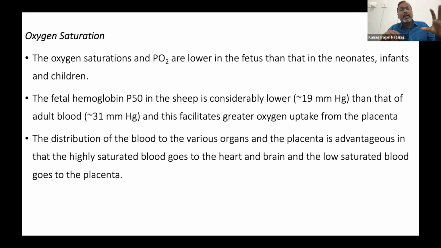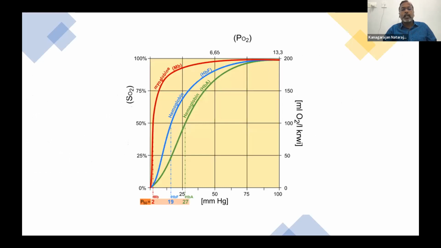So relatively, they are in a hypoxic environment. The fetus is always in a hypoxic environment. And the distribution of blood to the various organs and placenta is an advantage, like I said, the preferential streaming. The most important thing is that at any given point, the P50 is higher for fetal hemoglobin than for adult. That means the organ can extract the oxygen even at low saturation.